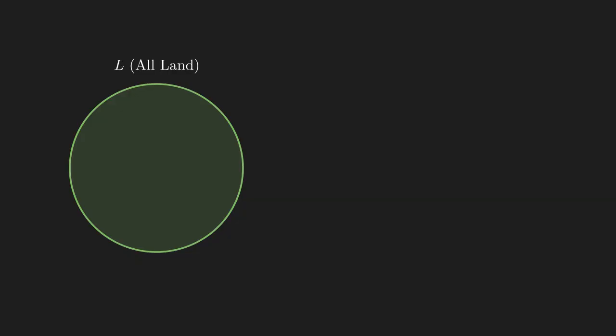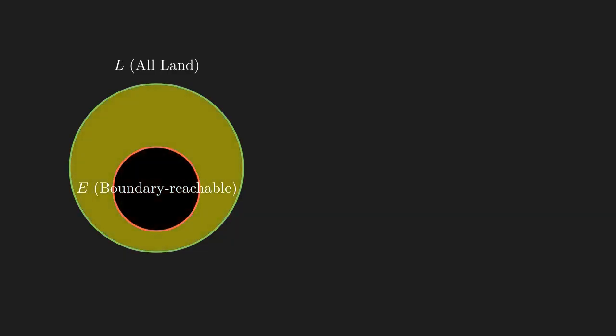Directly testing every land cell would repeat the same searches. Instead, we find the complement of the desired set. Let L be all land cells, and let E be land cells connected to the boundary. The enclave set is L minus E. Consequently, the answer is the number of elements in L minus E. The algorithm will erase E and then count what remains.